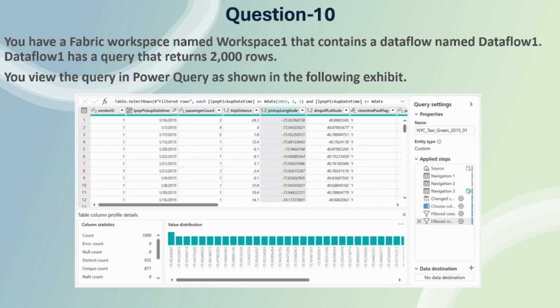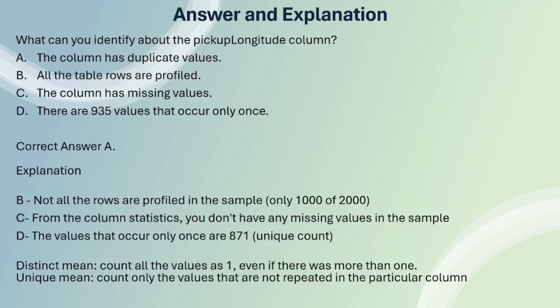So in the screenshot you can see that the pickup longitude column is already selected and the details visible are also of that. So let's go through the options. The column has duplicate values, all the table's rows are profiled, the column has missing values, there are 935 values that occur only once. So the correct answer for this is option A, because for option B, not all the rows are profiled in the sample, only 1000 of 2000 rows are visible.